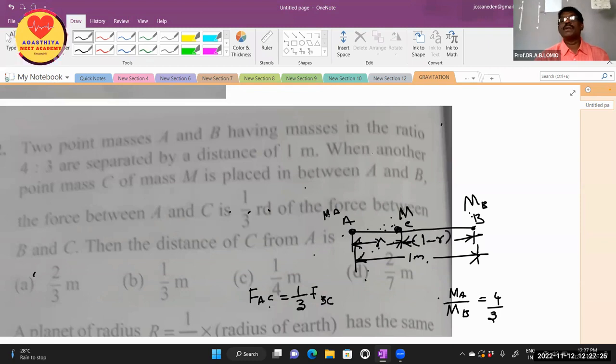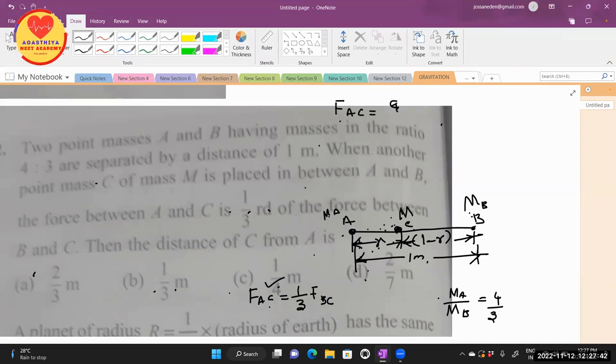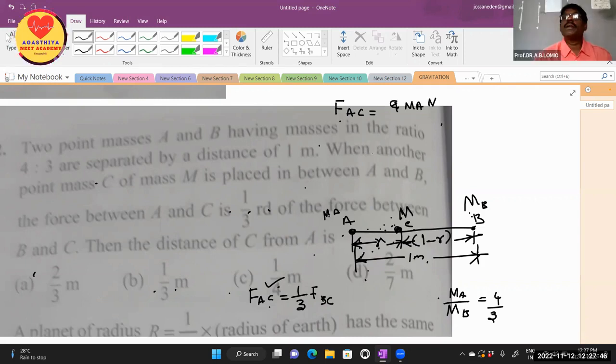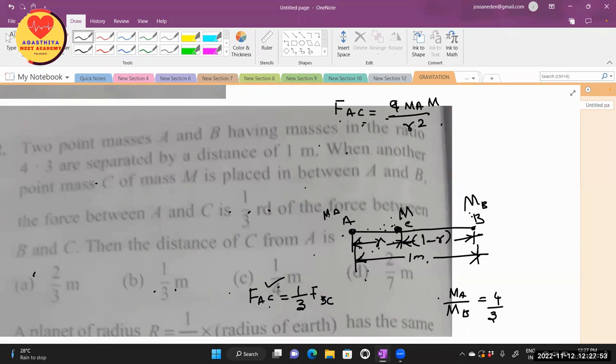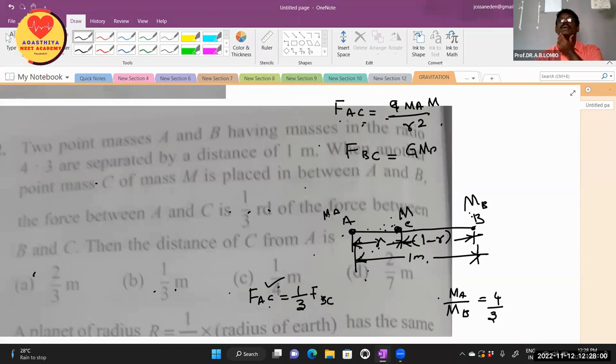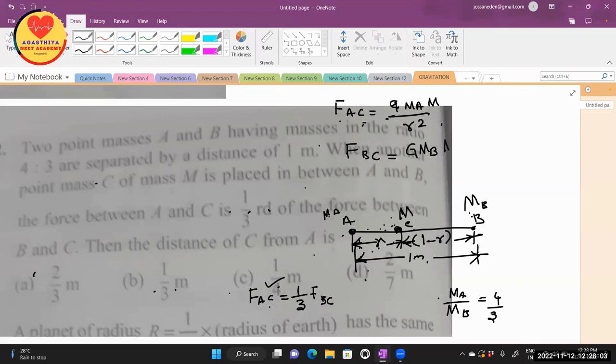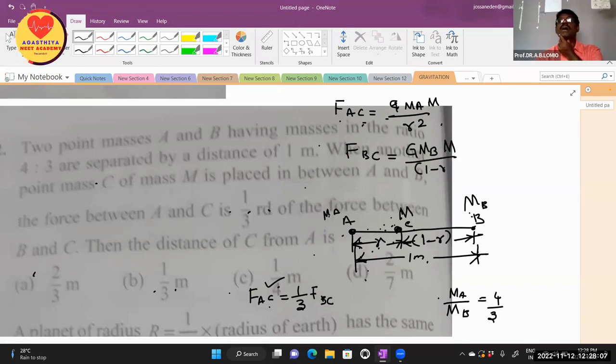A simple concept. We have to solve this by equating the forces. Using this concept, first FAC is G, MA, capital M divided by R squared. And FBC is G, MB, capital M divided by (1 minus R) whole squared. Now you substitute the two values in this equation.